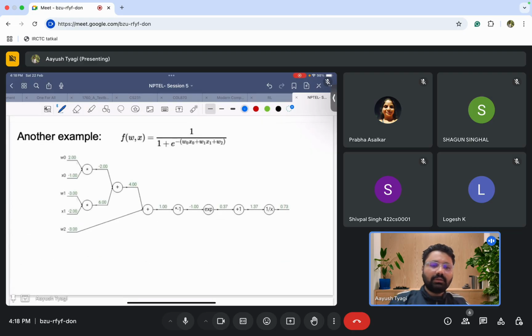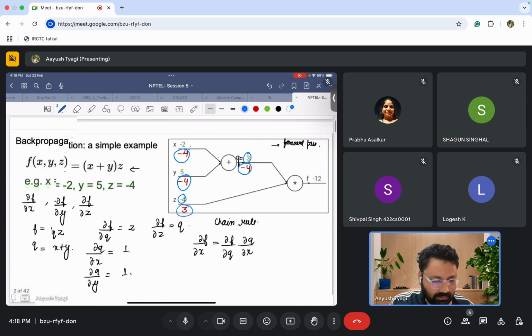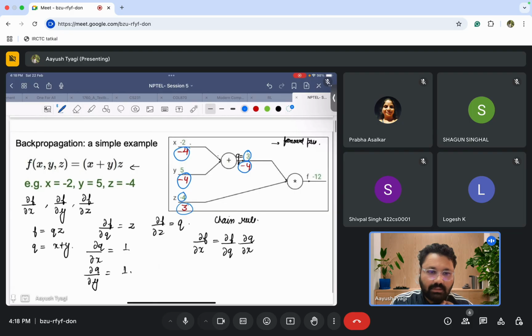So moving on to another example. If you have any doubt in this question, it's a good time to speak up. We can discuss, and if it is clear, we can move to the next example.